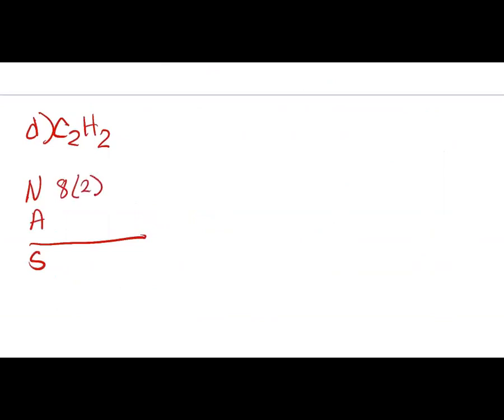All right, last one, D, C2H2. So what are we going to do for C2H2? Let's do needed, available, and shared. My carbons need 8, and I have 2 of them. My hydrogens only need 2, and I have 2 of them. Gives me a total of 20 electrons needed.